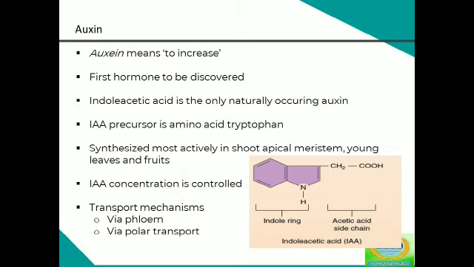Indole acetic acid is synthesized most actively in the shoot apical meristem, young leaves, and fruits, but it is also present in the root tip and is believed to be transported from shoot tip to root tip. The concentration of indole acetic acid in plants is controlled by destruction, that is, by removal of the side group and oxidation of the 5-member ring.